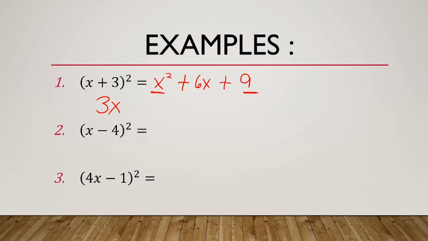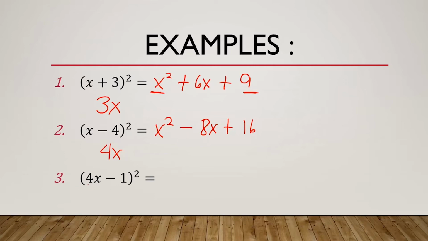Number 2, we have the quantity x minus 4 squared. Square the first term. So x squared. Then 4 times 4 is 16. Then get the product of the two terms. We have x times 4 is 4x. Then multiply it by 2. We have 8x. Then copy the sign or the operation of the second term. So we have subtraction or minus.